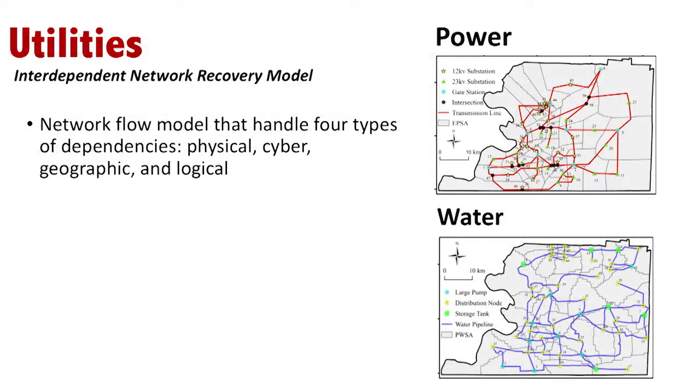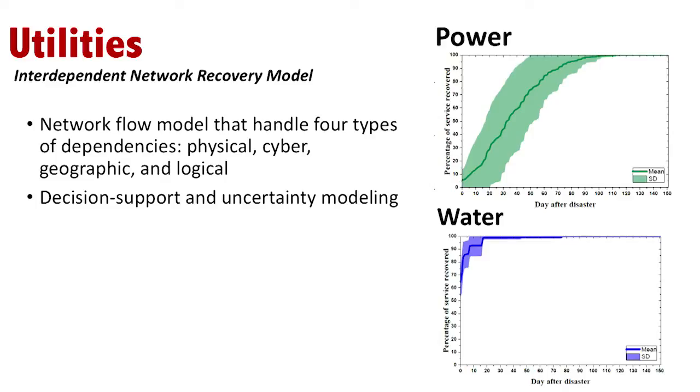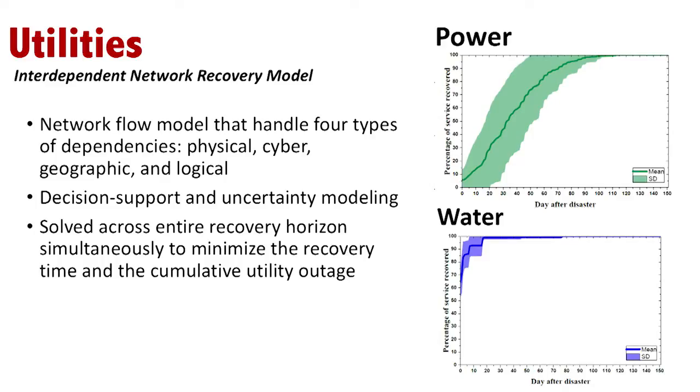To model the utility recovery, we have developed the interdependent network flow recovery model, which handles 4 common types of dependencies discussed in literature: physical, cyber, geographical, and logical. The model embeds decision support with respect to assigning and scheduling work crews for repair, and it will also support uncertainty modeling. The objective is to minimize the recovery time and cumulative utility outage experienced across the recovery horizon by the diverse population. The model ties both to the transportation system and uses the roadway connectivity as an input, and it also ties directly to the building recovery model that we will see next.